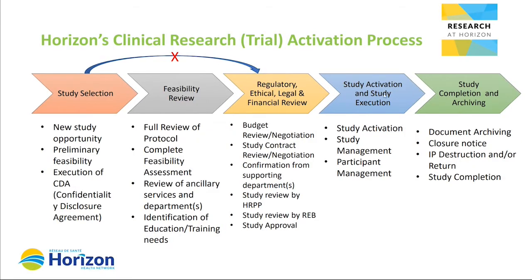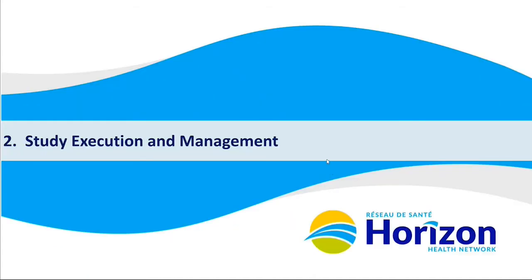This is just a summary of all the highlights that I have covered up until this point. The key message is: don't jump from study selection to ethics submission right away. Take sufficient time to conduct your feasibility review, and to confirm your department support, contract, and budget. All those things need to be confirmed. Any questions so far?